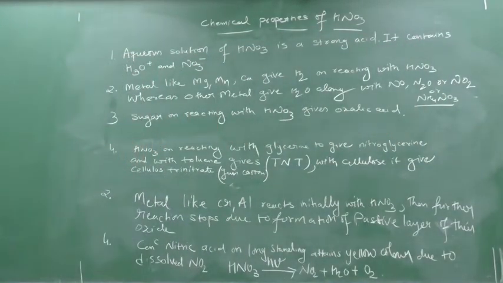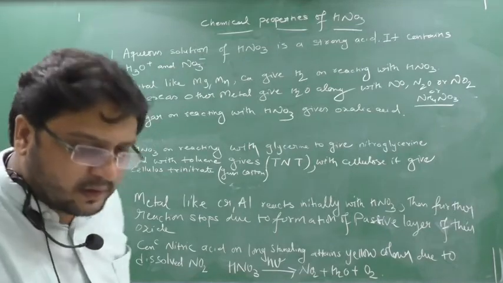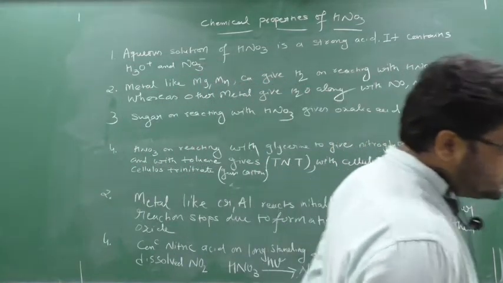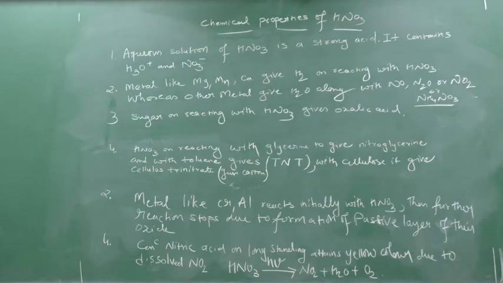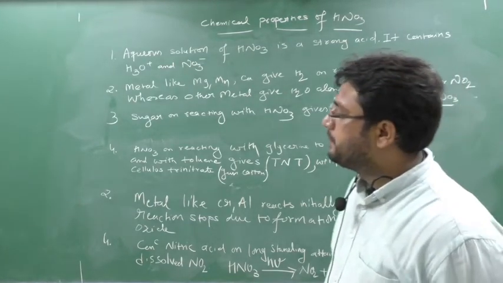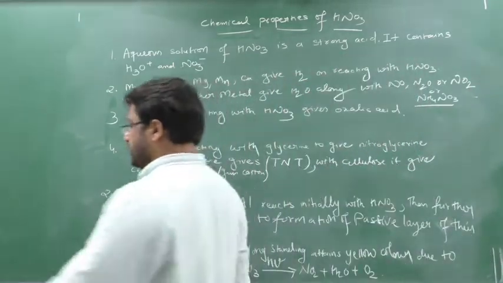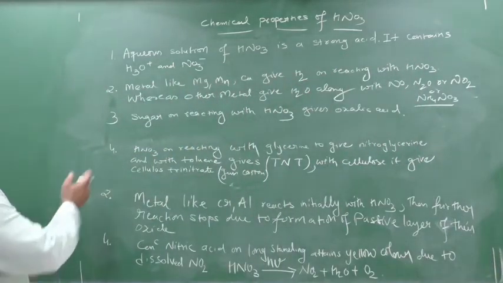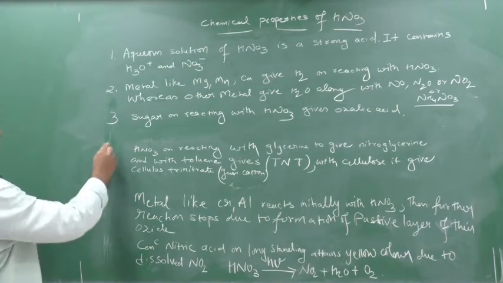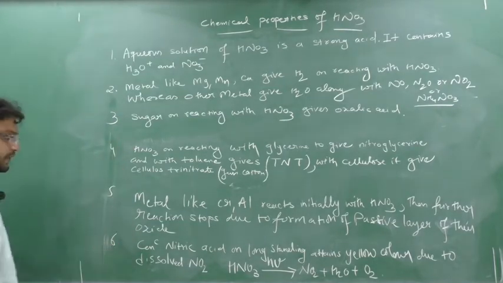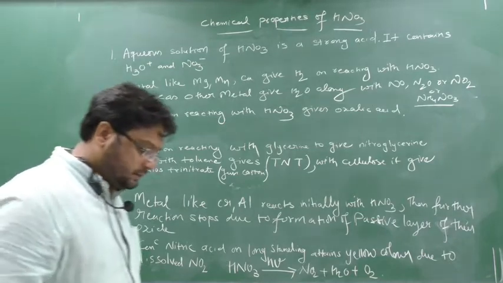So today I am going to discuss the chemical properties of nitric acid. The chemical properties of nitric acid are very important. They are likely to be asked in the exam. Nearly 10 to 12 chemical properties are there. Okay, so these are the first six properties. Now see here.